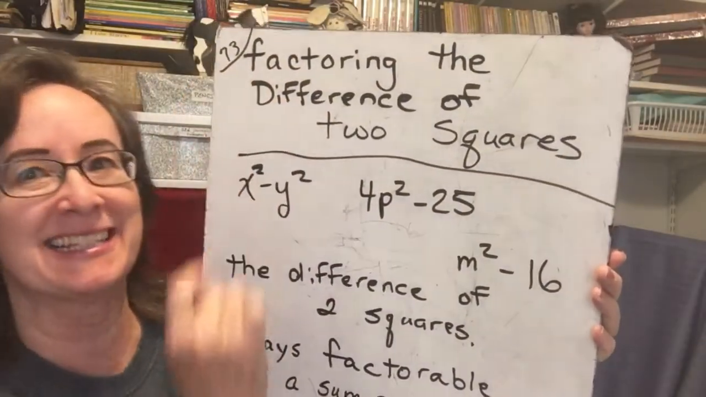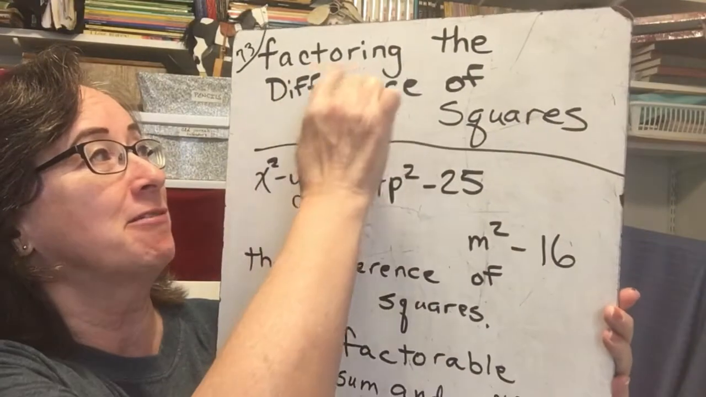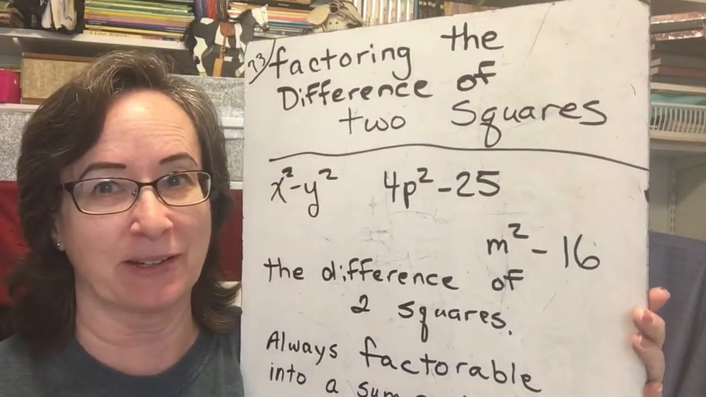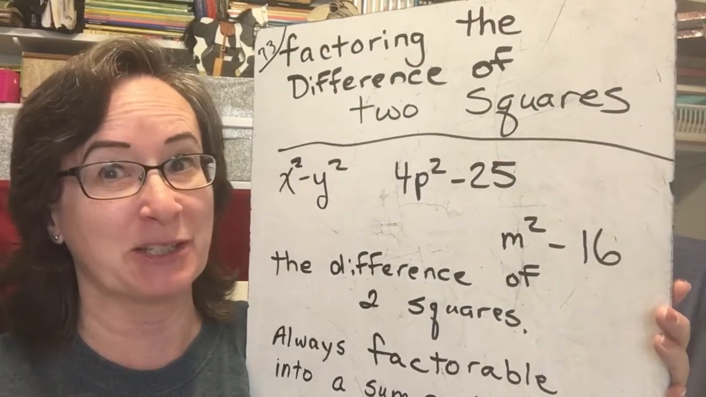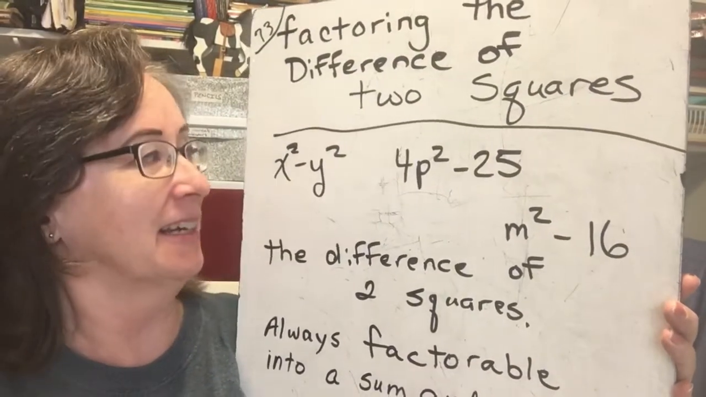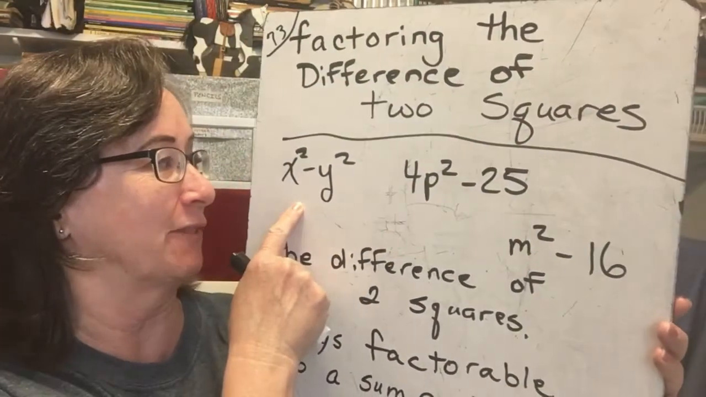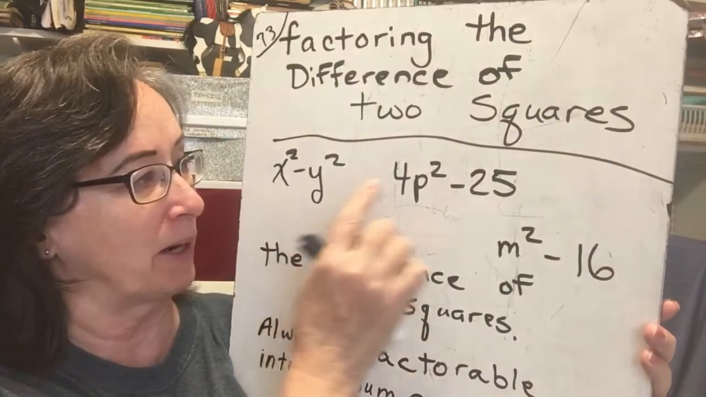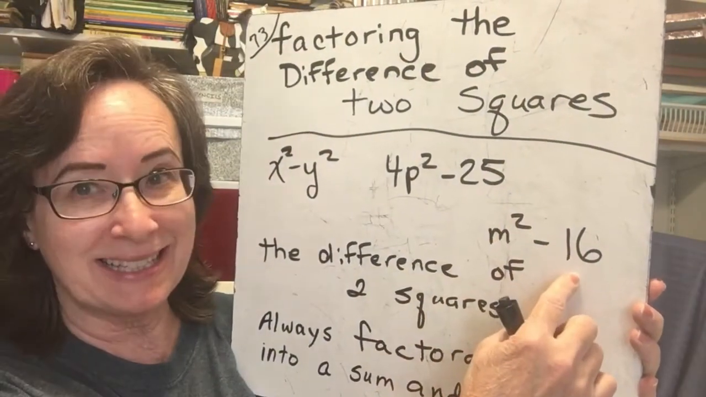Today, we're on lesson 73 in our Saxon Orange Book, and we're talking about factoring the difference of two squares. I especially like factoring the difference of two squares because it's so easy, and learning how to do it is so fast. So here are some examples of a difference of two squares. X squared minus y squared, 4p squared minus 25, m squared minus 16.